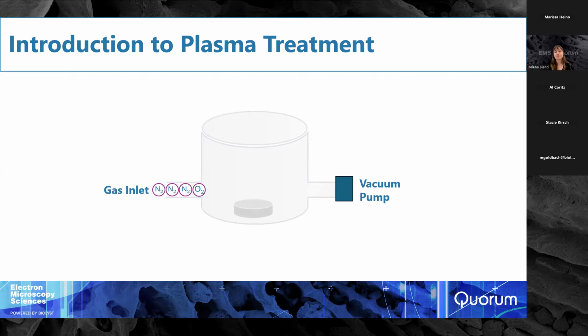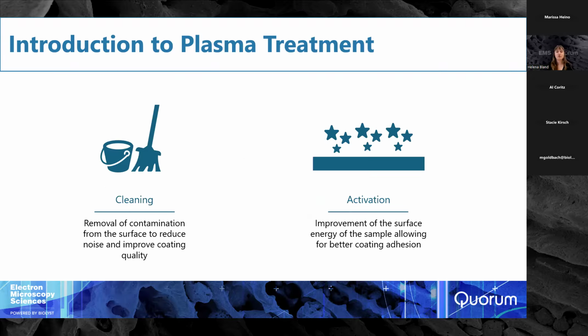If we were to do plasma treatment in air, we would have a bunch of nitrogen and oxygen molecules coming into our chamber, and we then apply a voltage to that chamber. This will result in the collisions of free electrons into our molecules, which will result in the production of ions. It's this collection of ions and electrons that we know as plasma. Plasma is primarily used for two different things. The first one is cleaning, that's removal of contamination from the surface to help reduce noise and to improve coating quality. And also the activation of surfaces.